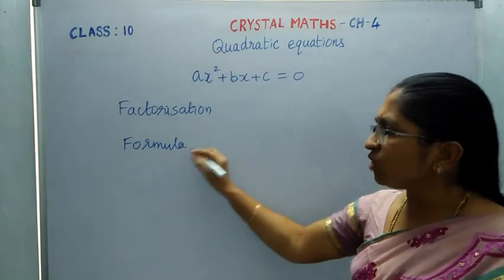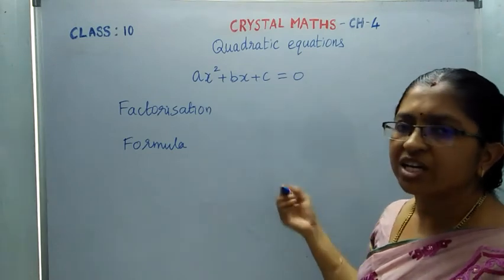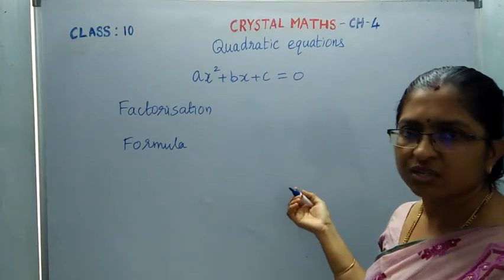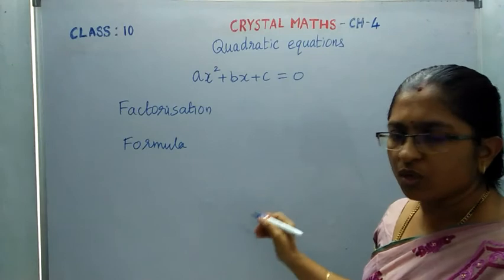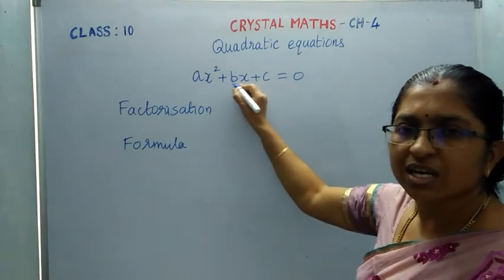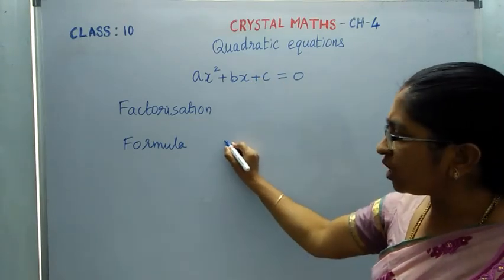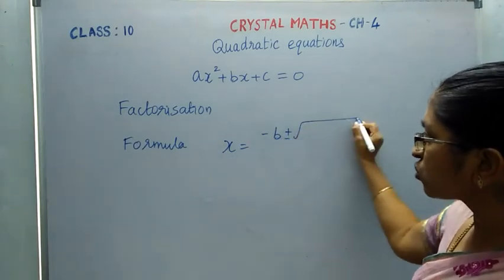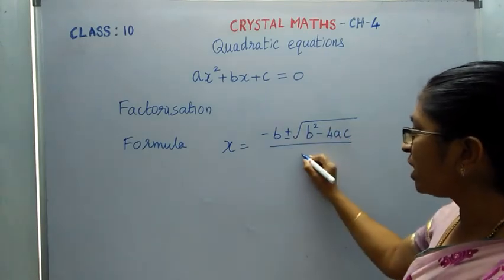Okay, let us see what the quadratic formula is, because we already learned factorization in lower classes, right from class 8 onwards. So let me introduce the formula first. The formula for finding the value of x. Here in a quadratic equation we will have two roots. So the formula is x is equal to minus b plus or minus square root of b square minus 4ac, divided by 2a.